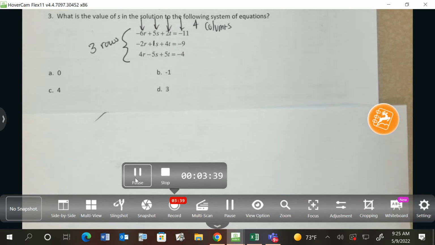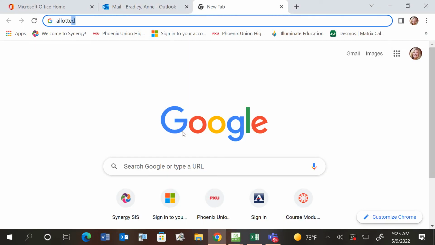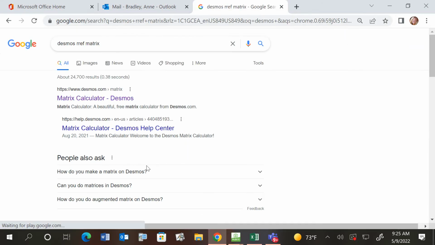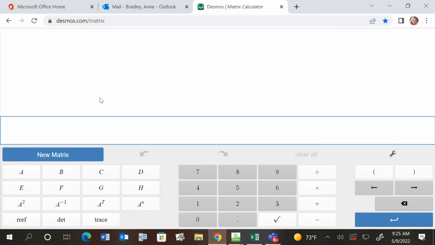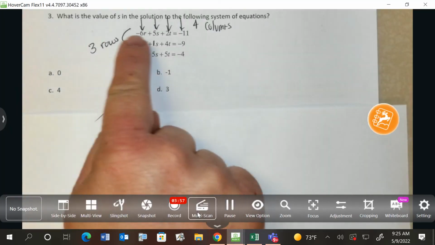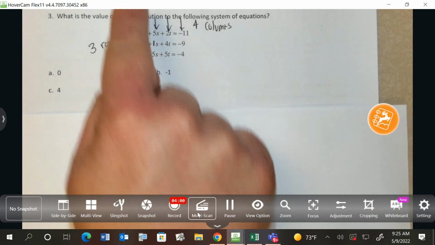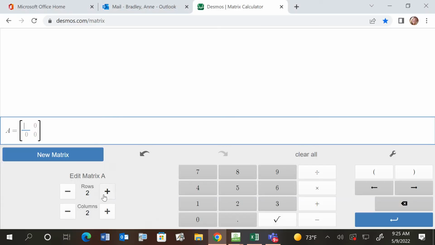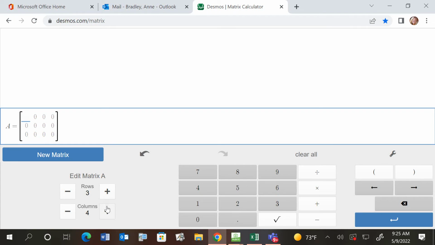So I'm going to plug this in just like I see it. When you're opening this up for the first time, remember you're coming up here and you're typing in Desmos RREF matrix. And I have to create a new matrix. Now I need to make the dimensions or the size match what I have. As a reminder, I have 3 rows, like 3 equations, and there's always one more column than there is row. So it's a 3 by 4. So I need to change this. 3 rows, 4 columns, and I just plug in the numbers I see. So -6, 5, 2, and -11, and you guys can continue to plug them in.